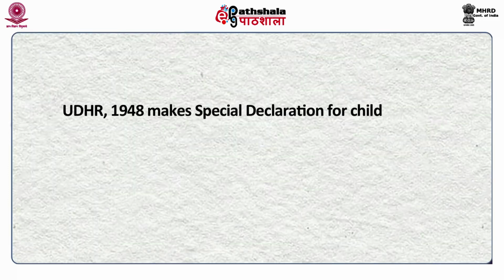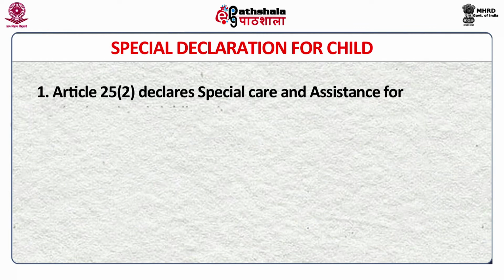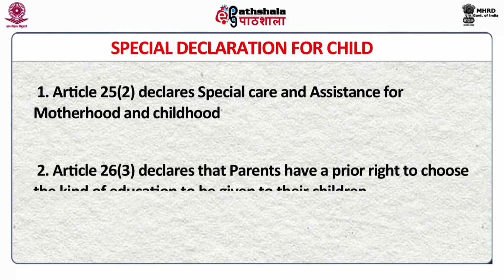The Universal Declaration of Human Rights 1948 makes a special declaration for the child. Article 25 subclause 2 declares special care and assistance for motherhood and childhood, and Article 26 clause 3 declares that parents have a prior right to choose the kind of education to be given to their children.